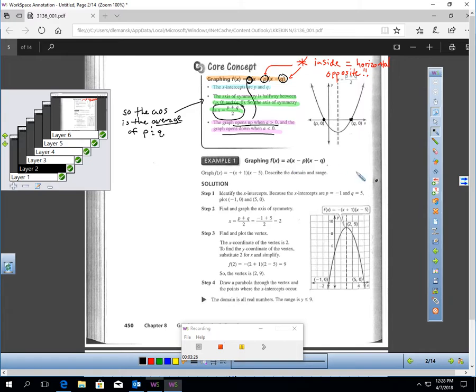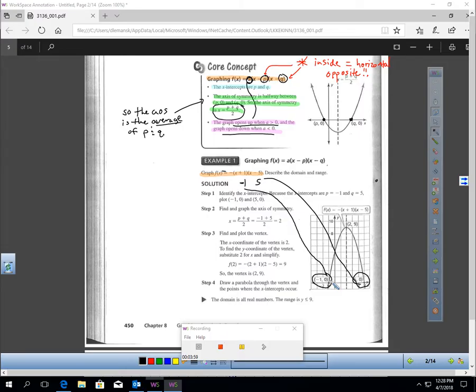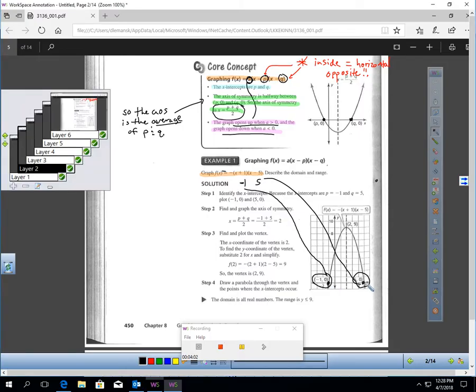Let's look at this problem. Let's graph this function that's in intercept form. So here's the first thing. You see how we have inside a +1 and a -5. These are horizontal translations. So +1 really means -1 because it's backward, and -5 really means +5. So look at what we did. We plotted the points -1, 0 and +5, 0.